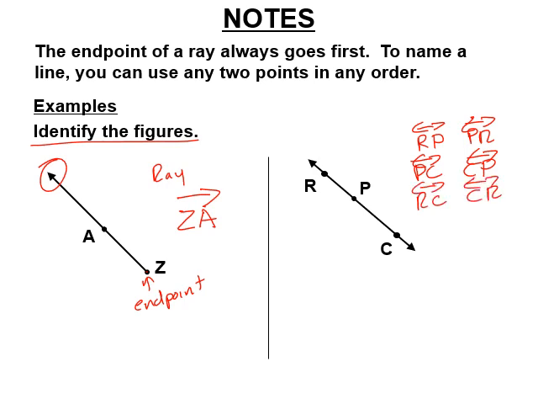So notice, you name a line with any 2 points. Those points can never be on the end because the lines go on forever. You just pick any 2 and you use them to name your line.